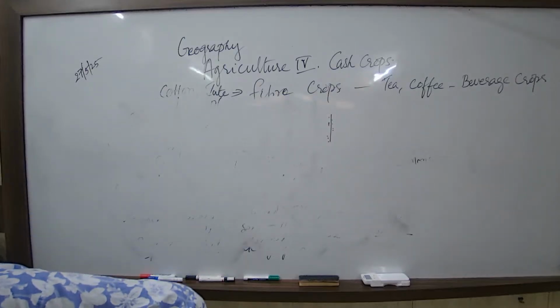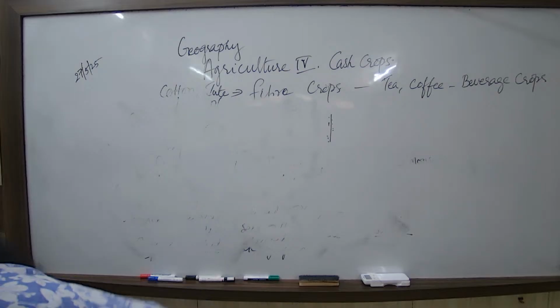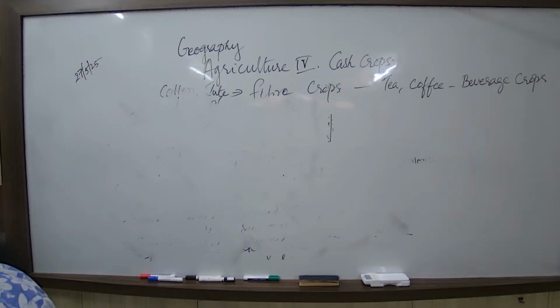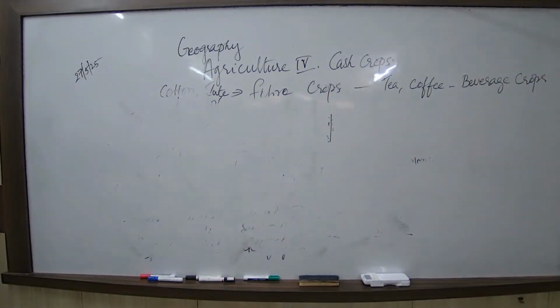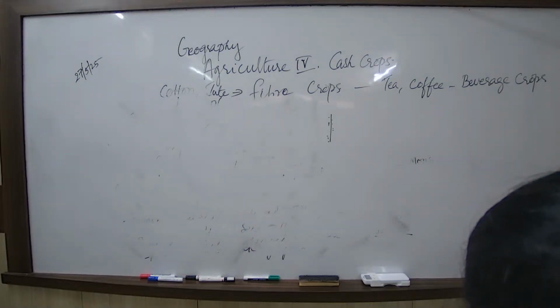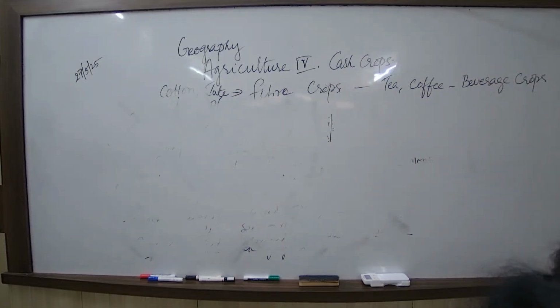Okay, so what is jute, right? Jute is a long, soft, shiny fiber which can be used to spin coarse threads. Coarse threads.